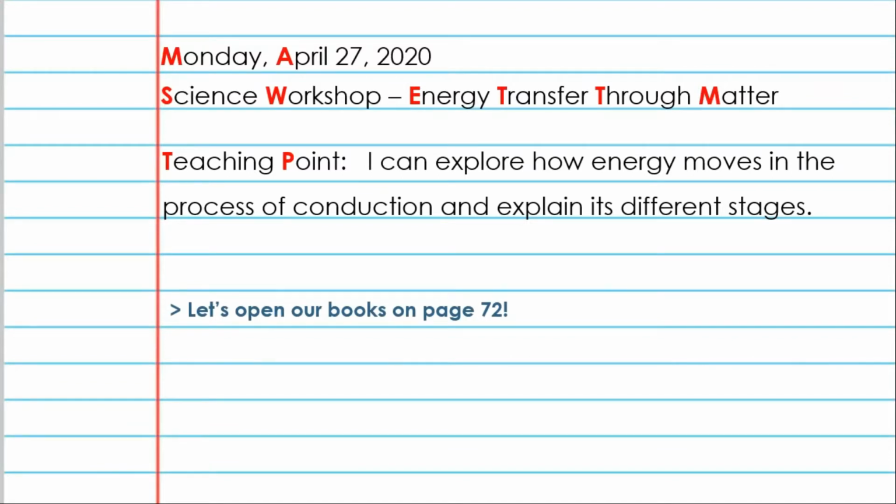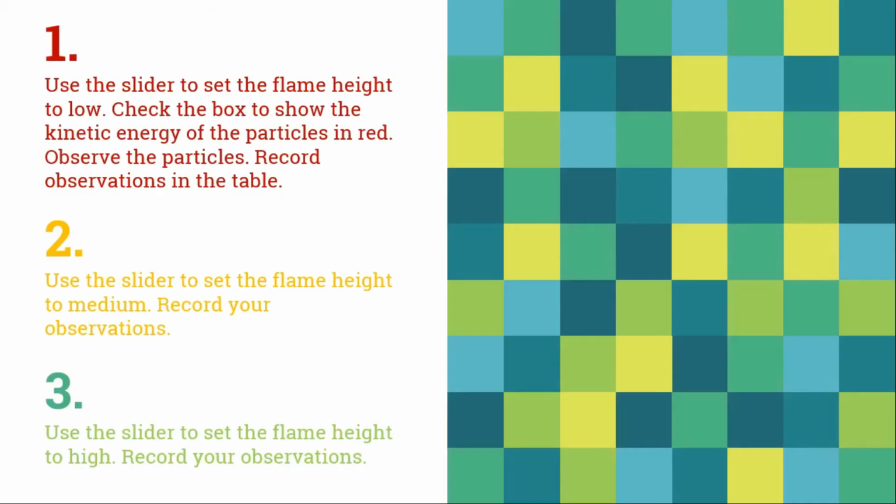So now let's open our books on page 72 where we have our inquiry activity. We're going to begin. No, we're not going to begin with that. But let's write this now. So right there we have three basic steps that we need to follow in order for us to carry out our investigation. So we're going to use the slider to set the flame height to low. So we're going to basically turn the stove off.